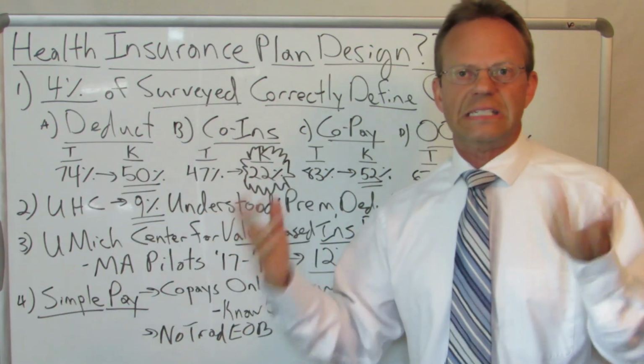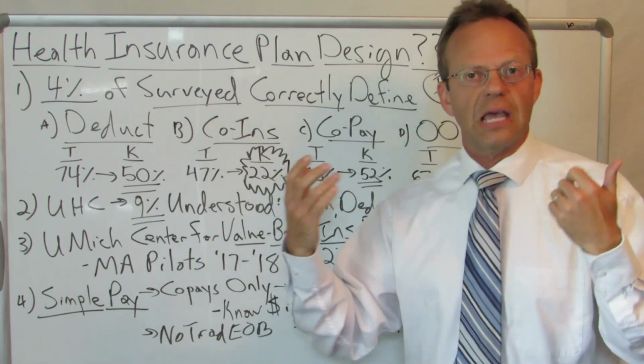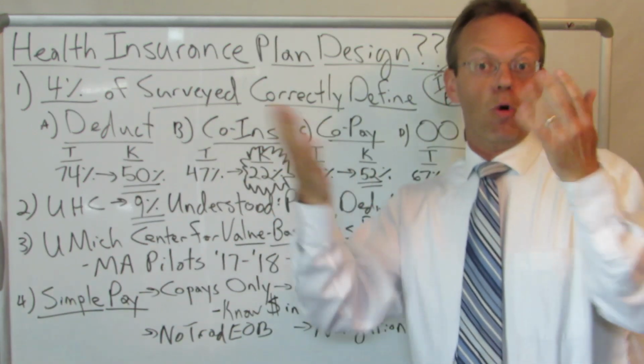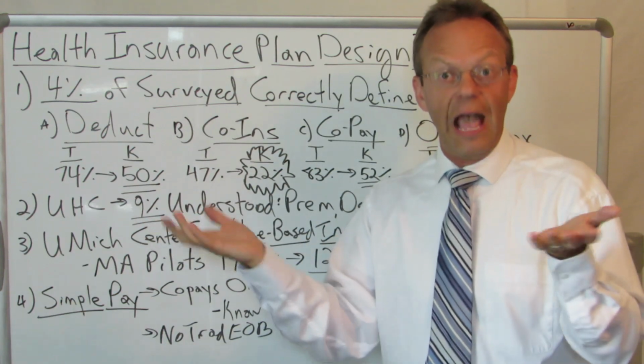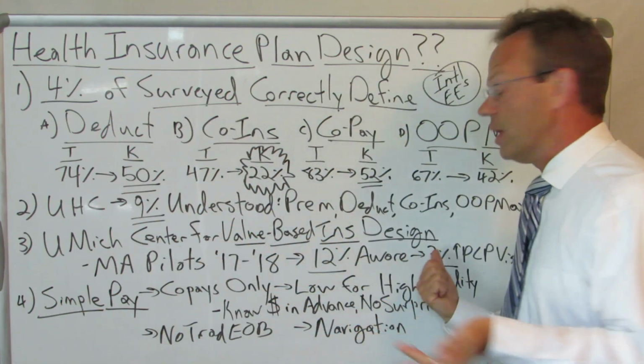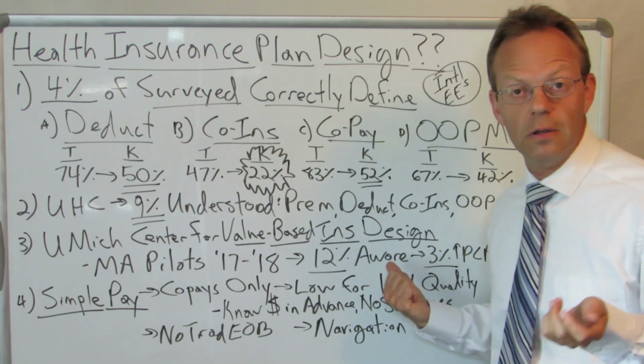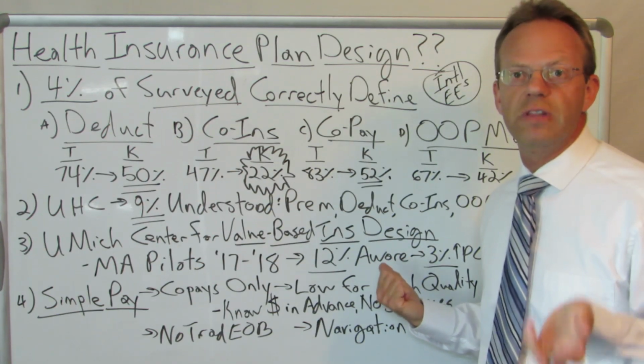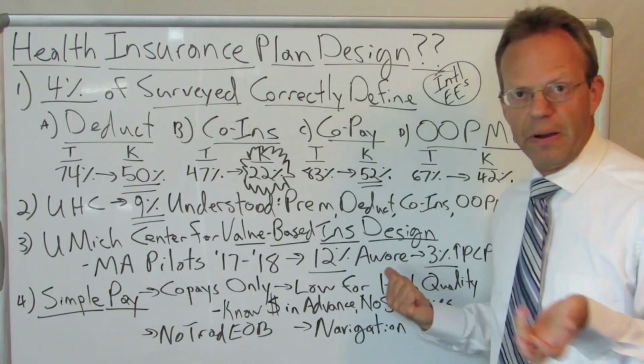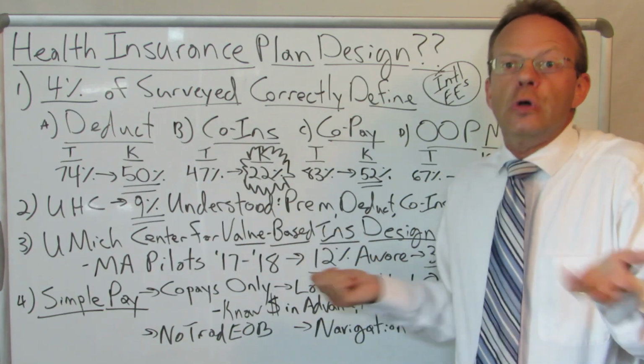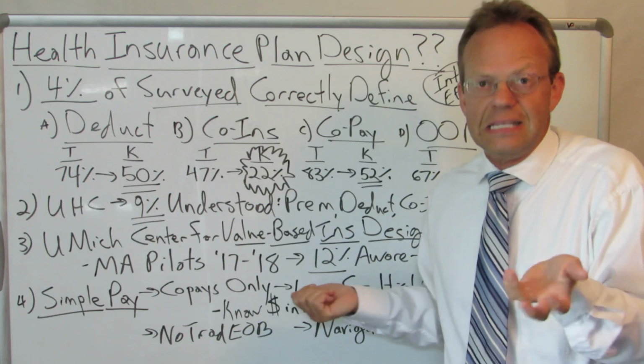shockingly, it actually was statistically significant, and they would do things like, okay, we want to have people have more primary care visits. They were able to have people have more primary care visits. Primary care visits only went up by 3%. So, it barely moved the needle. Well, of course it barely moved the needle. Only 12% even knew that the plan design existed.